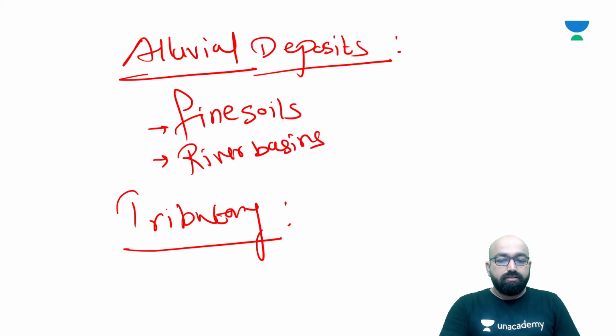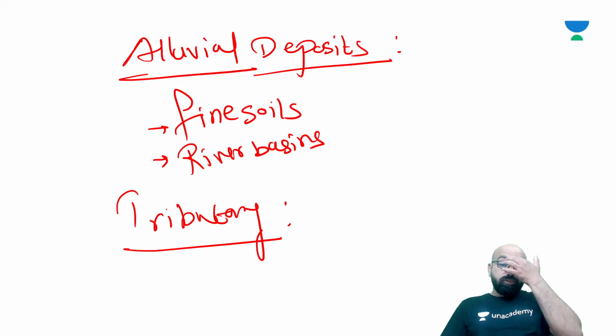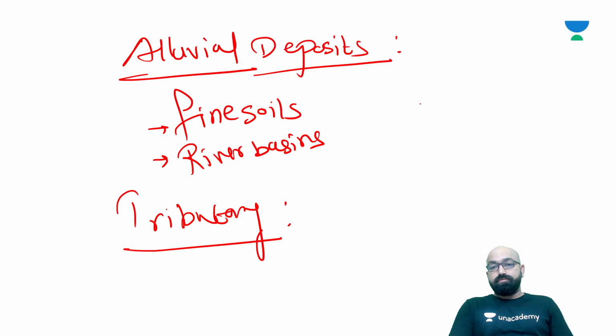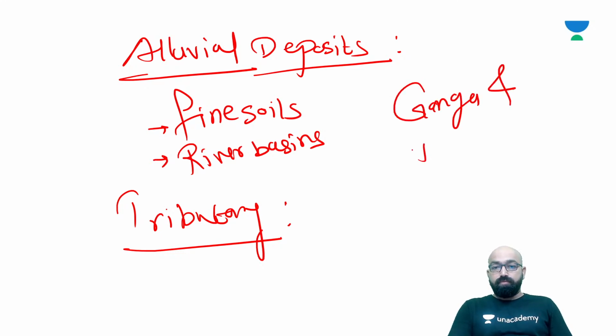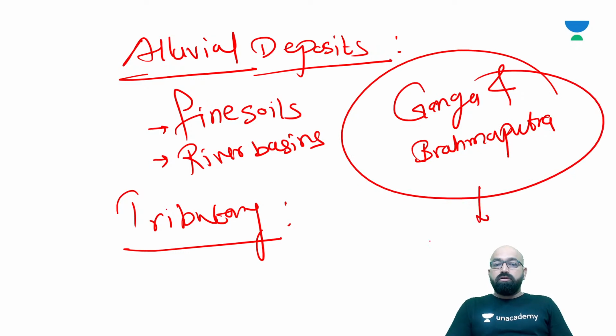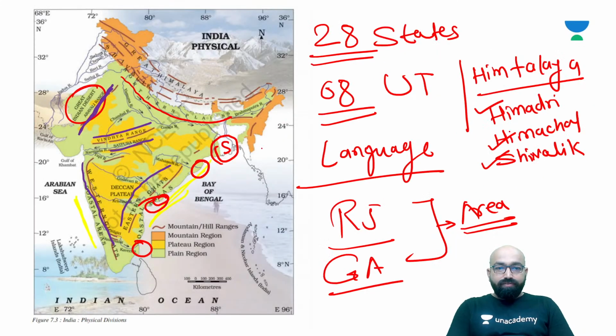Like the Ganga and the Brahmaputra form the world's largest delta, that is the Sundarban Delta, as we have discussed here. This is the Sundarban Delta.